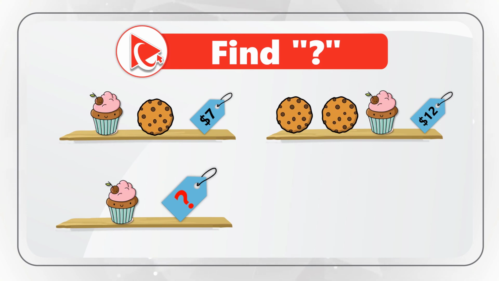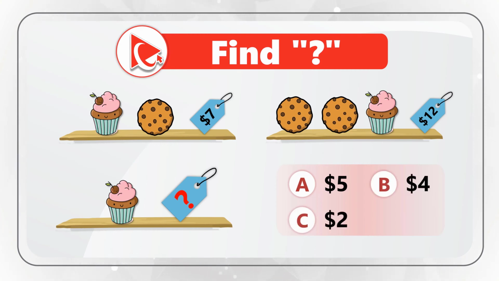The last set consists of only 1 cupcake, and you need to calculate and select the price for the cupcake out of 4 possible choices. Choice A, $5. Choice B, $4. Choice C, $2. And last but not least, choice D, $3. Take a close look to see if you can come up with the answer.